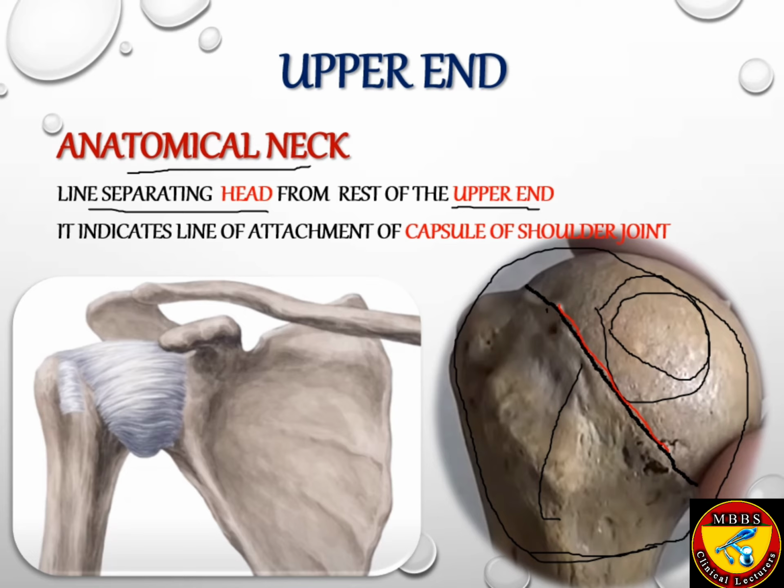It indicates the line of attachment of the capsule of the shoulder joint. As you can see, this is the capsule of the shoulder joint, and it is attached to the anatomical neck of the humerus.